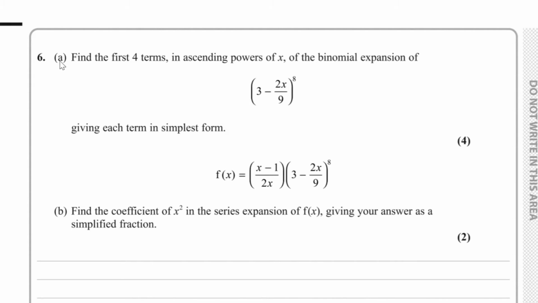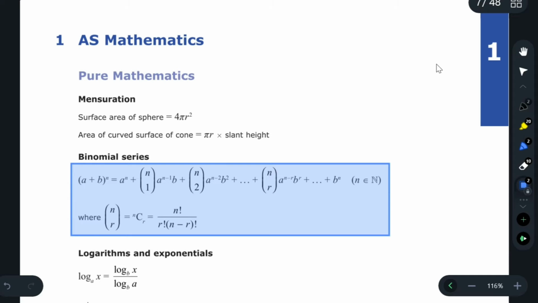Question number 6 for part A. We have to find the first 4 terms in ascending powers of x of the binomial expansion of 3 subtract 2x over 9, all raised to the power of 8, giving each term in simplest form. Here is how we calculate a binomial expansion for n belonging to a set of natural numbers. When we expand a plus b to the n, we have the result shown here.